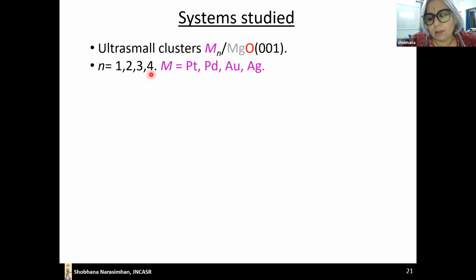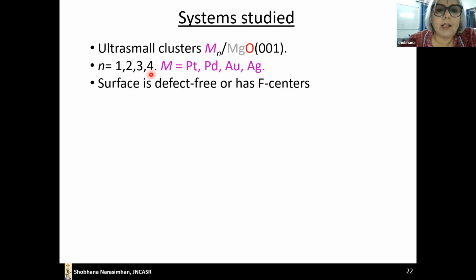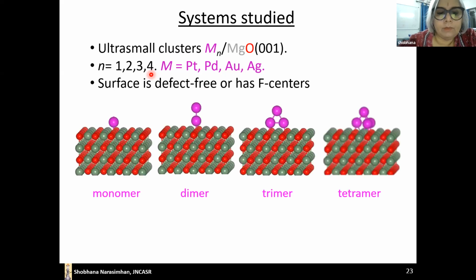The reason we restricted ourselves to such small sizes was primarily because that was all we could computationally afford, but also because these are the sizes which are of interest if you're looking at things like single atom catalysts. And the surface is either defect-free or it has F centers on it. F centers are oxygen vacancies. So these are the ground state geometries.